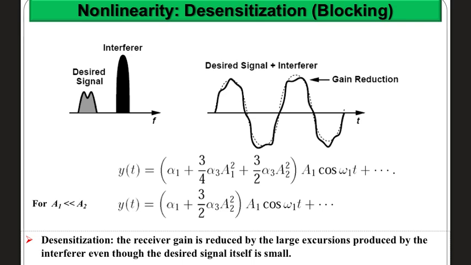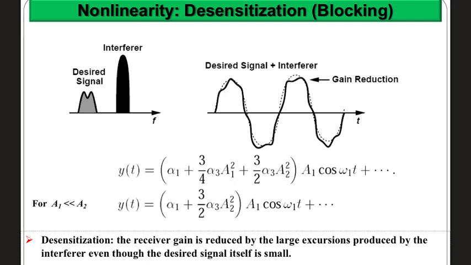So the interferer, even though it's not exactly at your frequency, because of the nonlinearity, it will have some component leaking into your frequency. Okay? Now, if A2 is much larger than A1, then you can actually ignore this term, and you focus only on this one. So look at what you get, right? You get alpha 3 times A2 squared multiplied by A1.